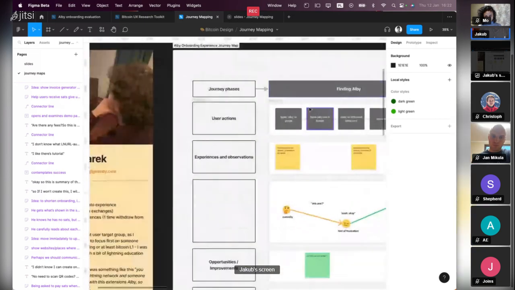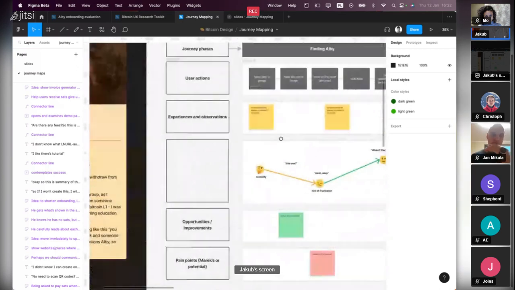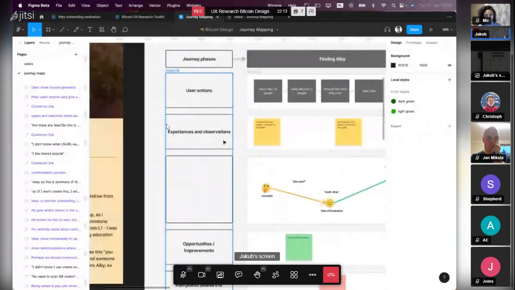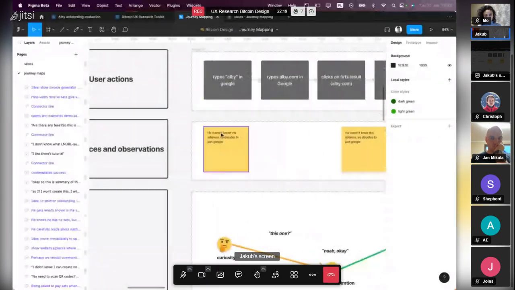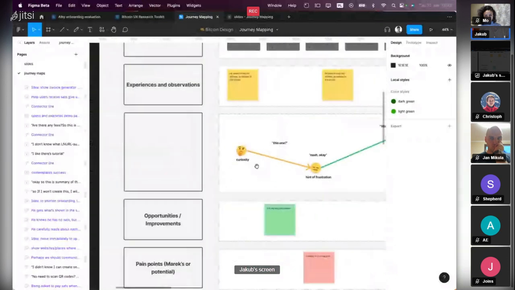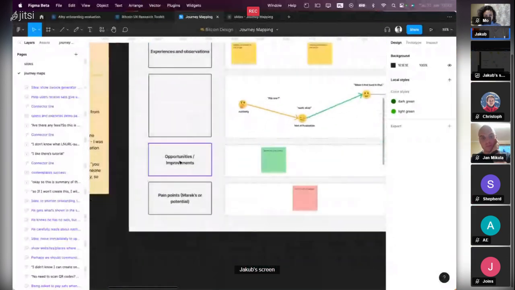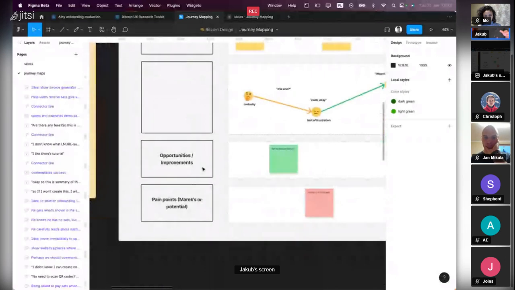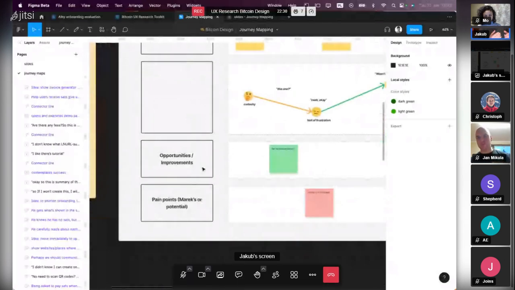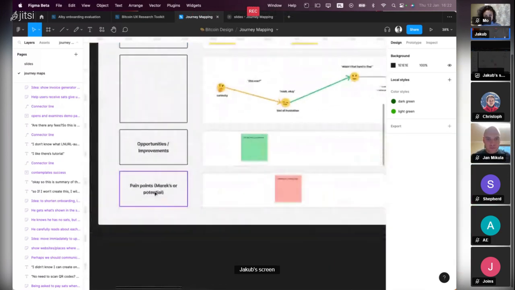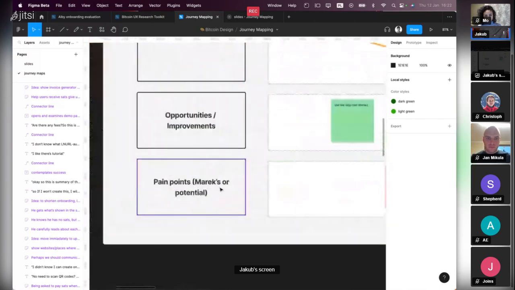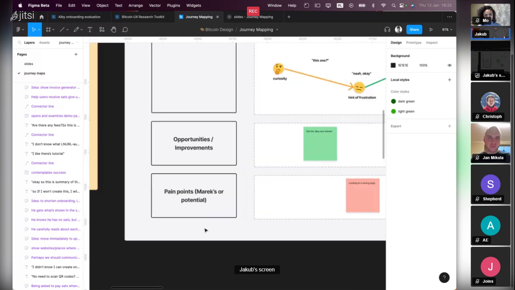And I used categories like journey phases and user actions, which are more objective, then experiences and observations, which are more my interpretations of these objective user actions, like he doesn't know this or he doesn't understand this. Then opportunities and improvements. So I was seeing opportunities, how to improve, and at the same time wrote down potential solutions. And pain points, marked pain points or potential pain points that I thought may happen for some other users, but maybe not particularly for Marek.